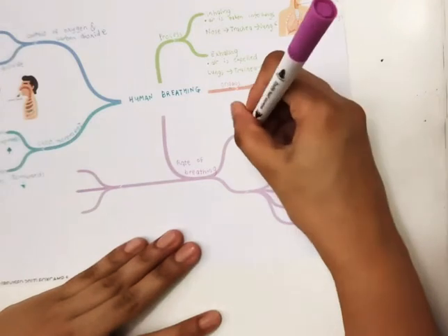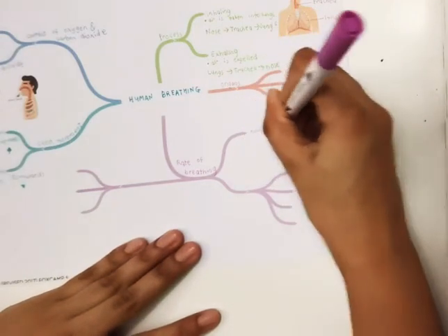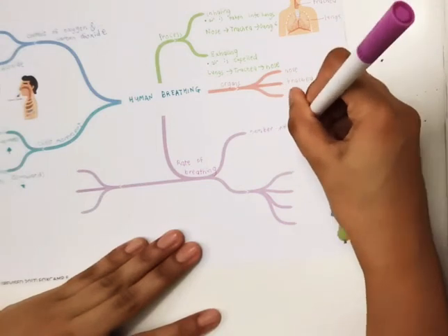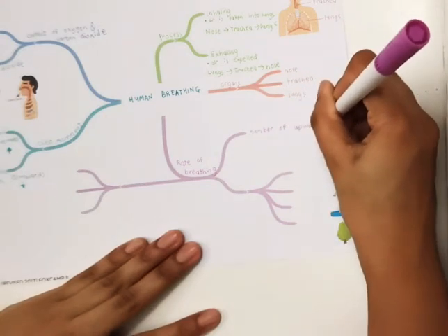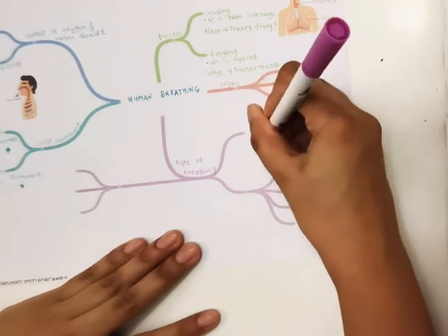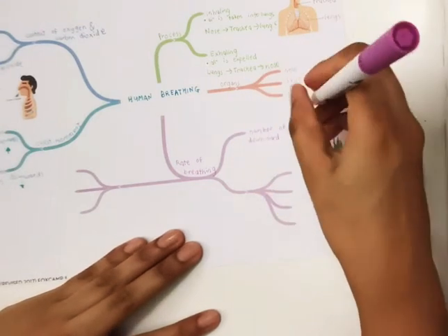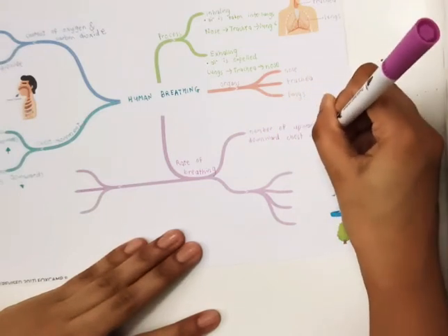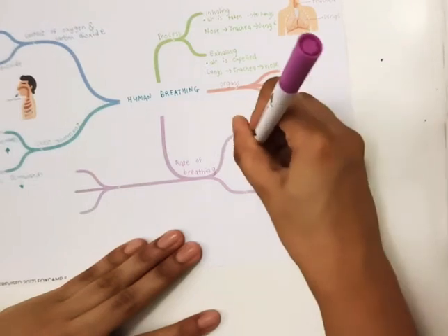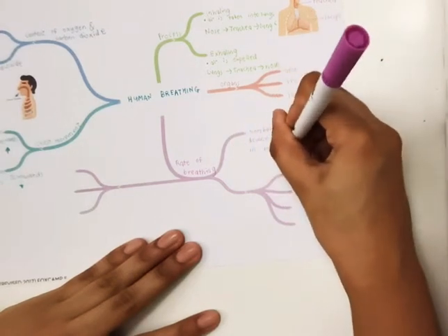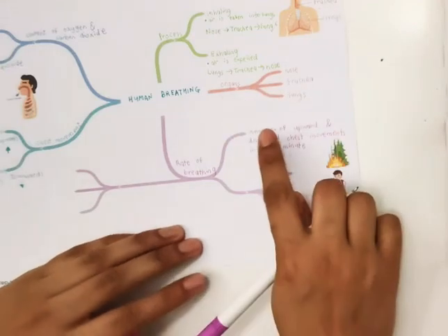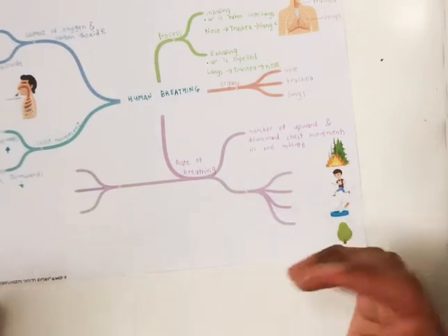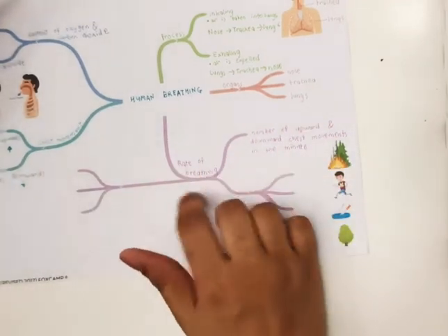Okay, rate of breathing means the number of upward and downward chest movements in 1 minute. Okay, so when your chest moves up and down, up and down, up and down, your heart is beating, right? So when that happens, it is called your rate of breathing.